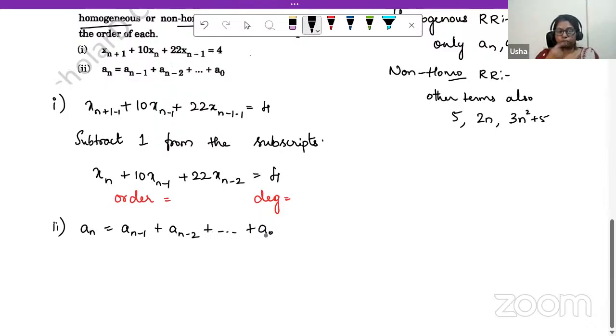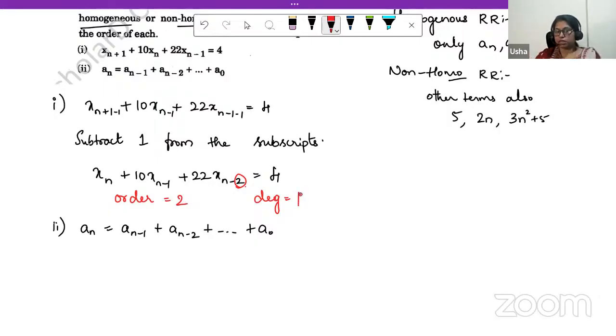Santosh says order is 1. Correct. Sorry, order is not 1, order is 2. N minus 2 is there, the highest. So order is 2. Degree is 1.